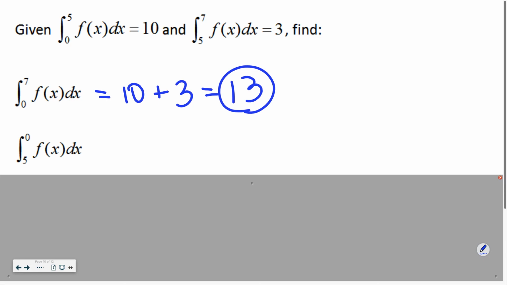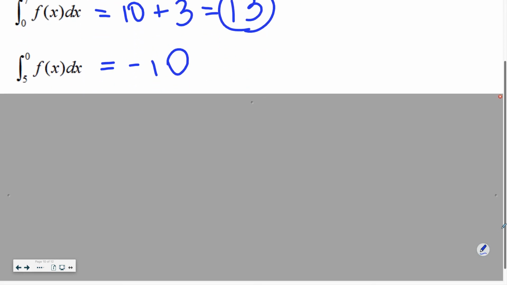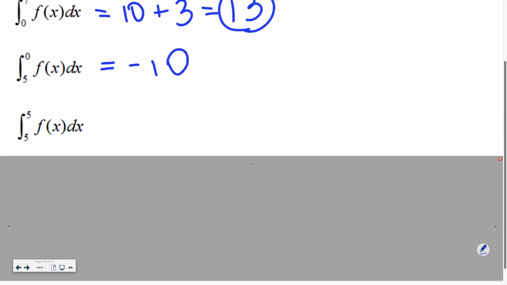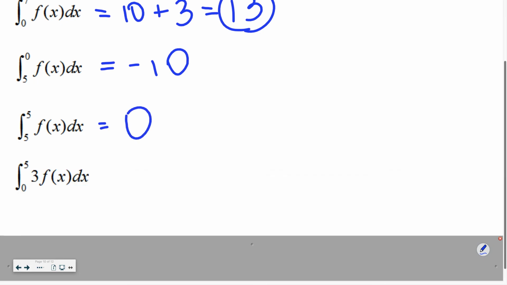What about the integral from 5 to 0 of f of x dx? Negative 10. We have to make it opposite. Okay? Y'all do this one. How about the integral from 5 to 5? Everybody! 0. What about 0 to 5 of 3 f of x dx? Oh man, I can't trick you.